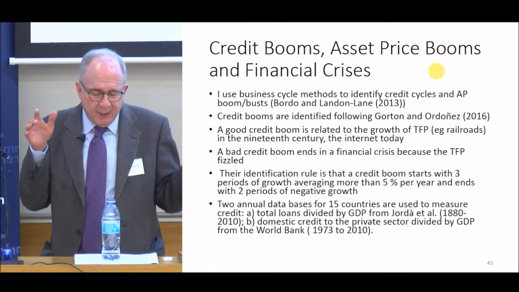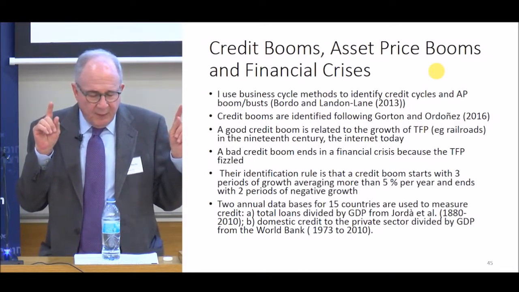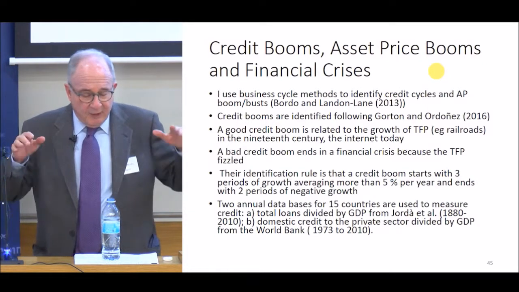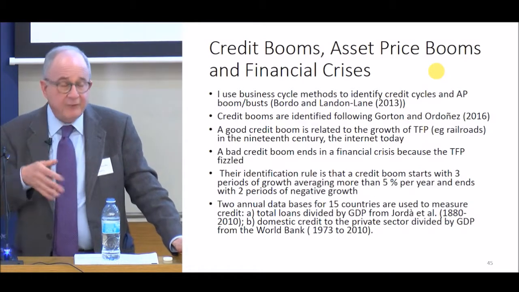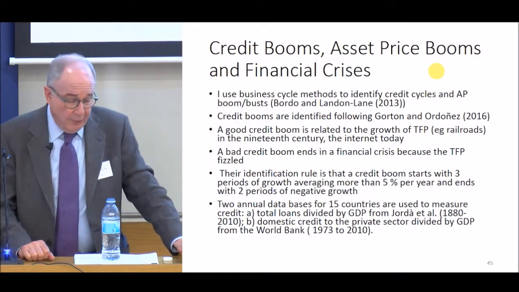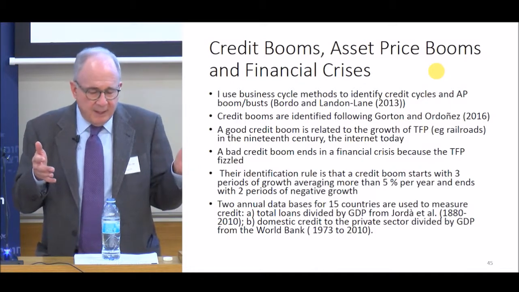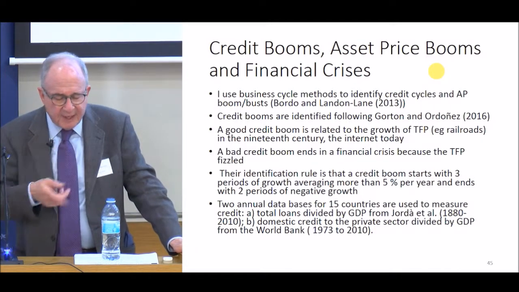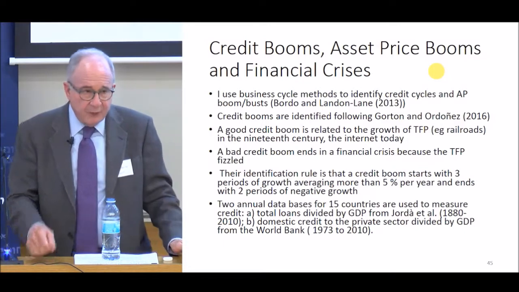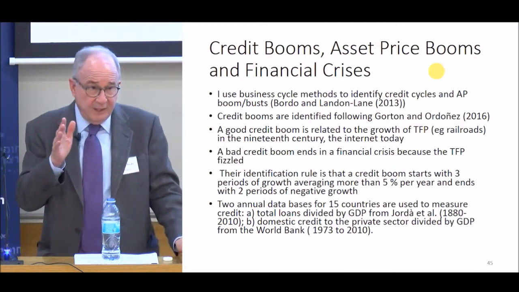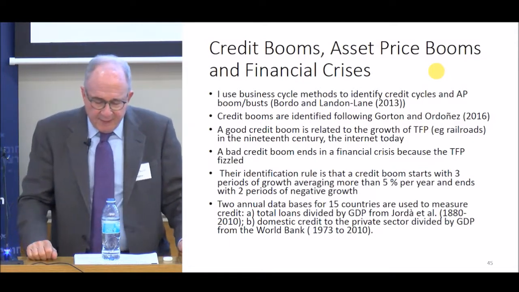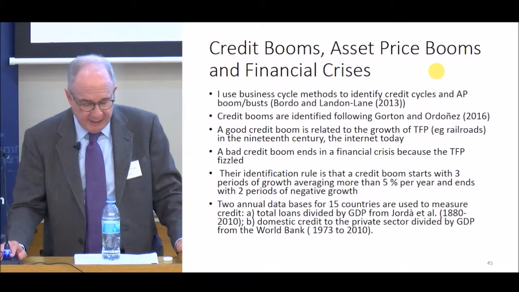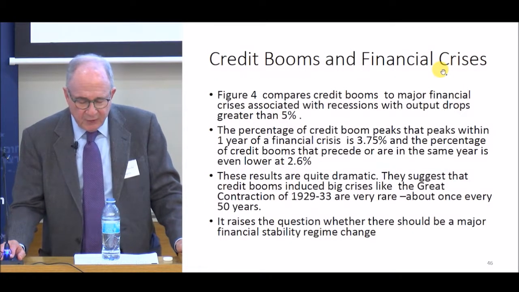I worked with my colleague John Landon Lane on this, and we identified a credit boom following the approach of a paper by Gary Gorton and Ordonez from Yale. We define a good credit boom as related to the growth of total factor productivity, like railroads, for example, or the internet. A bad one is one that ends in a financial crisis because the TFP didn't happen, it fizzled out. We used an identification rule that they followed, and we used 2 databases for 15 countries as measures of credit, one from the World Bank and one from Jordan and Alan Taylor that goes back to 1880. And I'm going to show you some pictures.